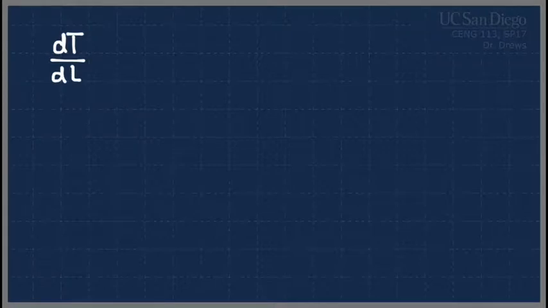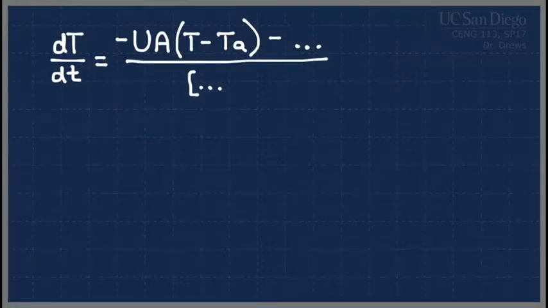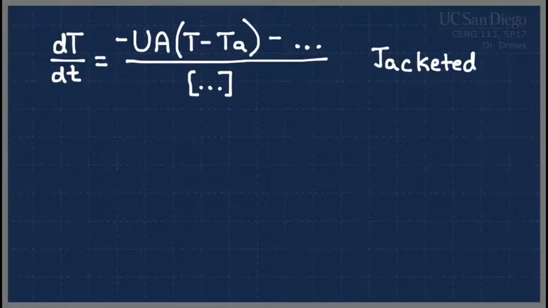So whenever we see the overall energy balance for our particular system, like the reactor itself, the only change is that dT/dt isn't going to have a Q up here anymore. It's going to have a UA times (T minus Ta), minus all the other stuff, which is exactly the same as before, over all the other stuff in the denominator, which is completely unchanged. So this is what we would get for a jacketed reactor. Again, a jacketed reactor is not an isothermal reactor because there is temperature change occurring.